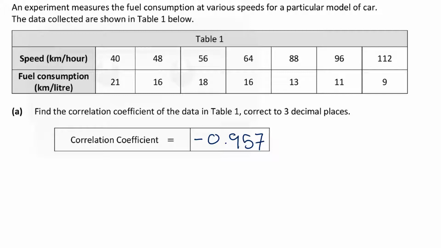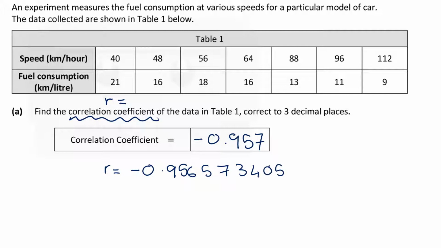Once you're happy you've got the 7 points in and correct, we're then looking to calculate the correlation coefficient. We're looking for its symbol, which is r. On the Sharp calculator, the r appears in green just above the divide button. In order to use that, we press alpha and the divide button, which gives us r, and then equals. What you'll find is it gives us r equals minus 0.956573405. They want that correct to 3 decimal places.